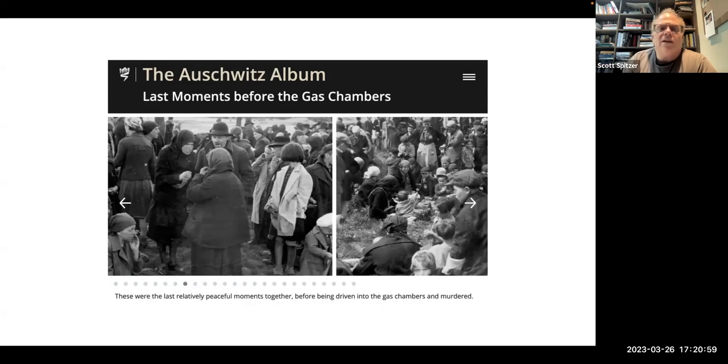These are the last relatively peaceful moments together before being driven into gas chambers. So we're talking about millions systematically being bussed in across Europe. The Final Solution is to exterminate all the Jews. And that's exactly what they almost achieved. Two-thirds of European Jews are murdered.